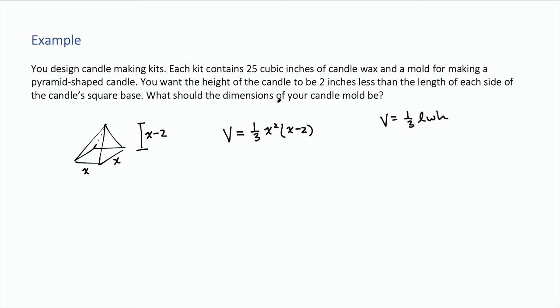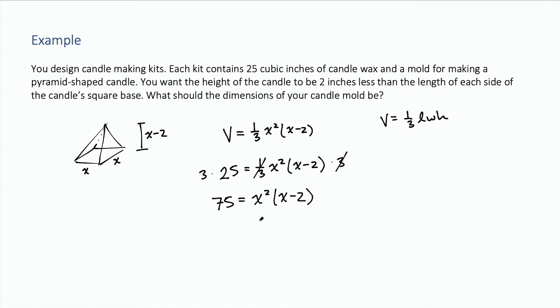Now, we know that our volume is 25 cubic inches, so we have 25 equals 1/3 x squared times x minus 2. So we'd now like to solve for x. First of all, I don't like this 1/3. I don't like working with fractions, so I'm going to multiply both sides of this equation by 3. By doing that, I'll cancel the 1/3 and the 3 out, and I've got 75 equals x squared times x minus 2.